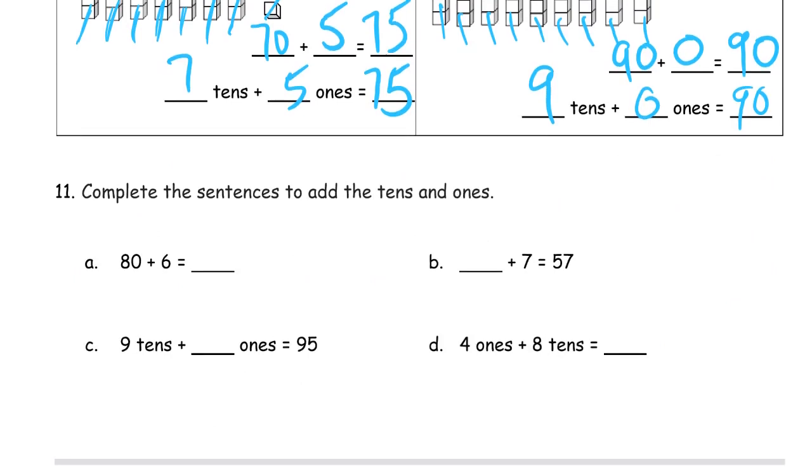Complete the sentences to add the tens and the ones. So what's 80 plus 6? That's 86. You could count it up if you need to. 81, 82, 83, 84, 85, 86.